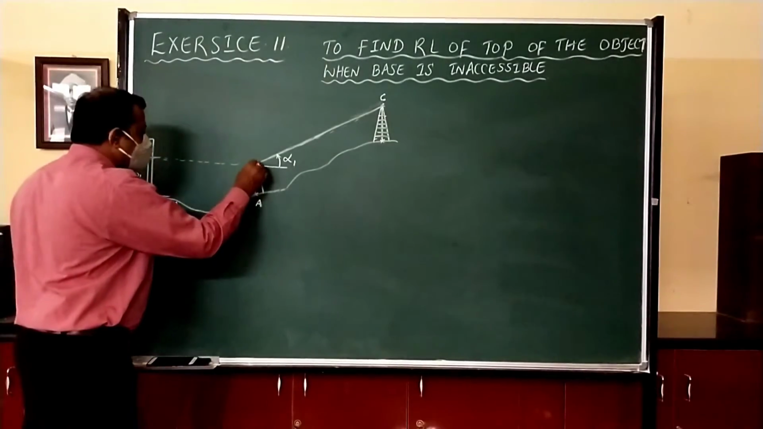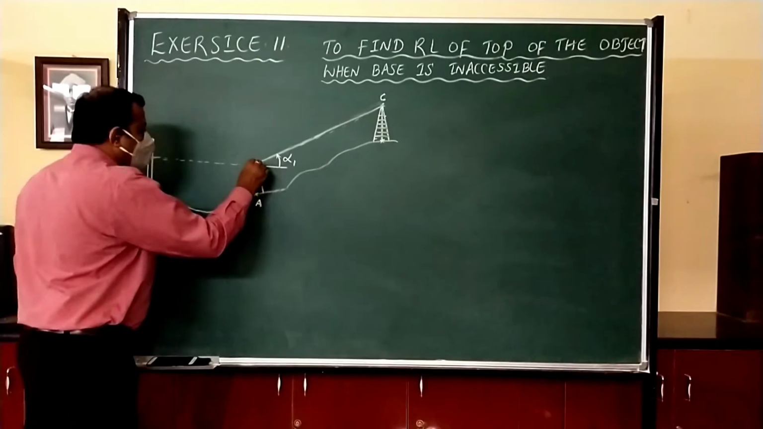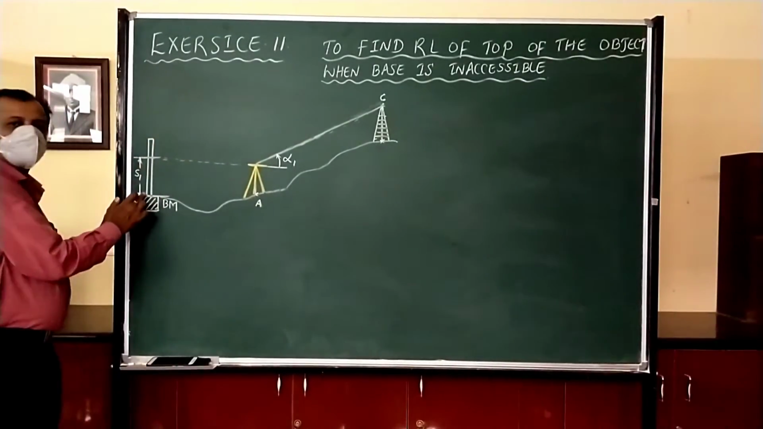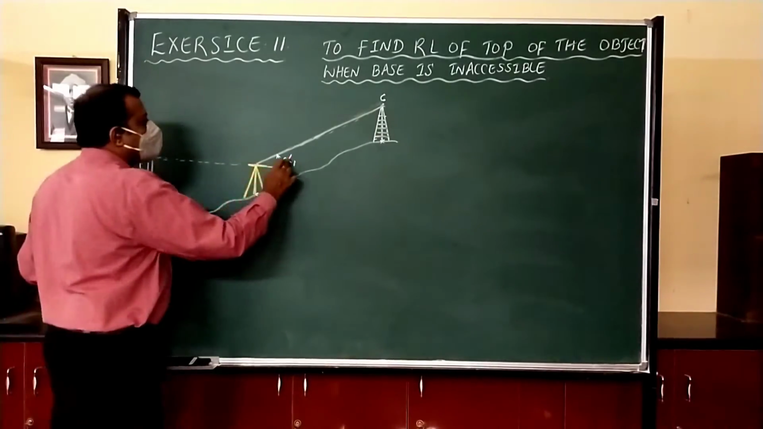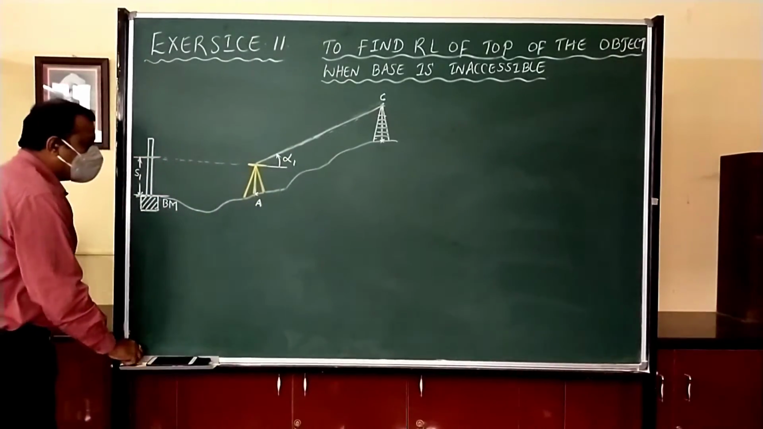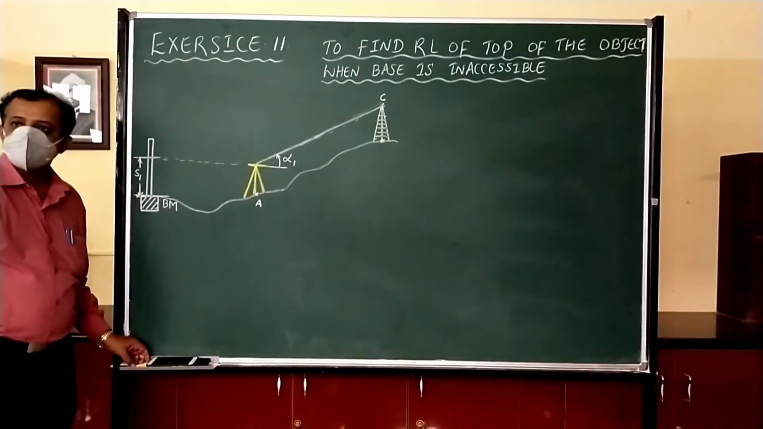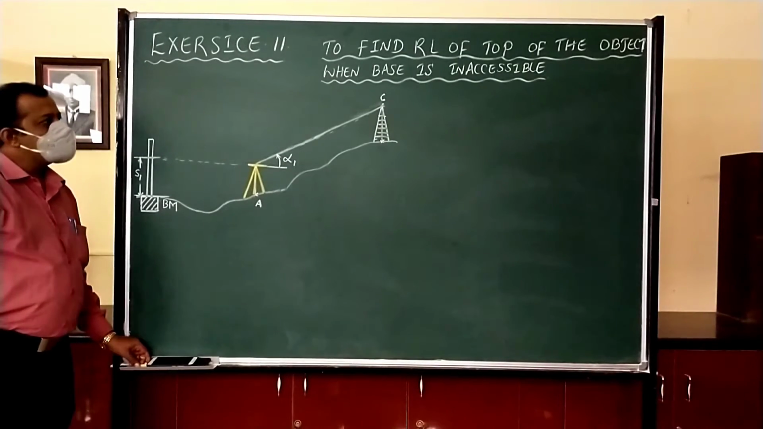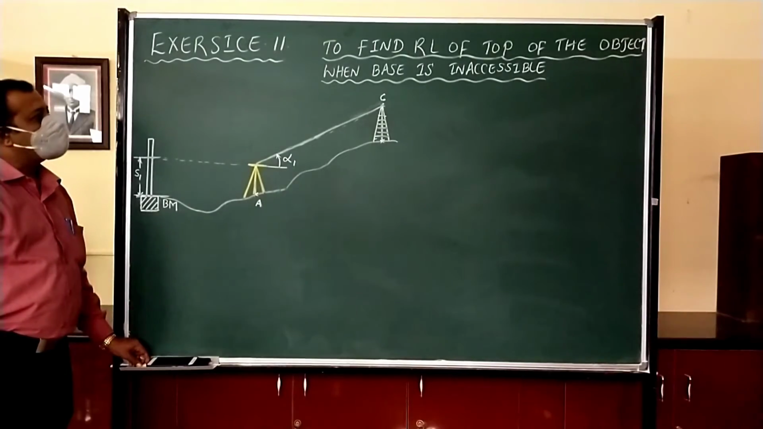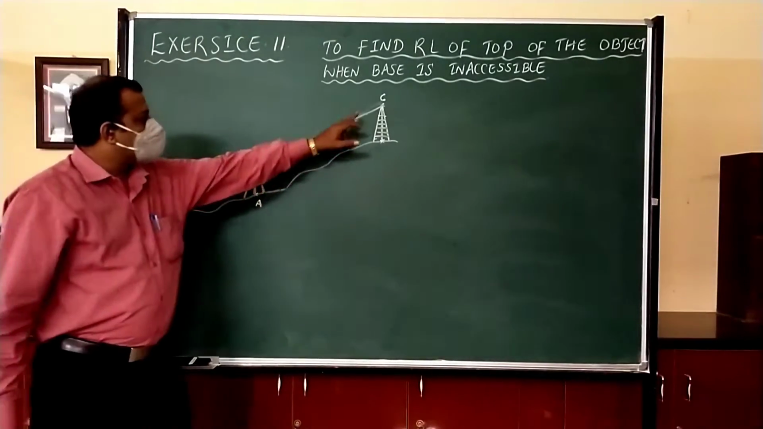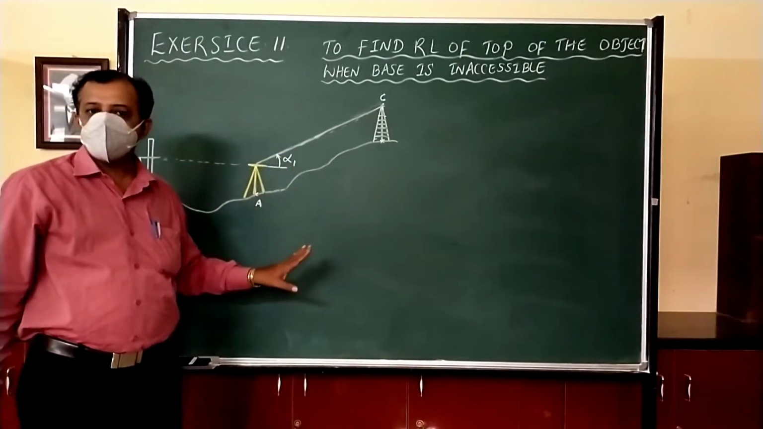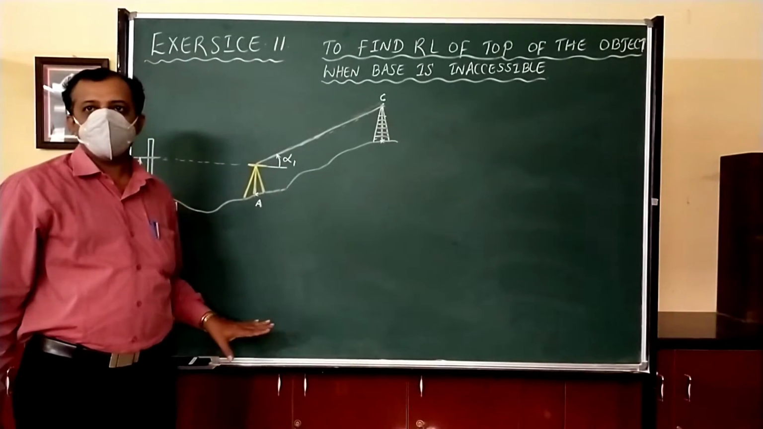Now what are the observations we are going to make from station A? The following are the observations from station A: the staff reading over the benchmark S1 and the vertical angle alpha 1. Now this method is the single plane method. There are two methods to find the RL of the top of the object when the base is inaccessible: the single plane method and the double plane method. We are following the single plane method.